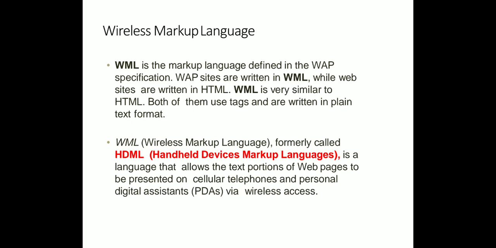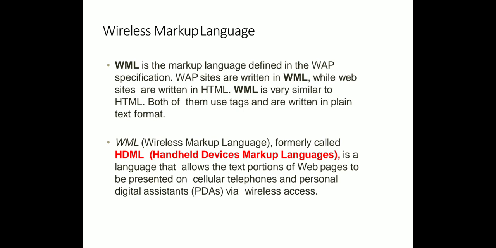WML is the markup language defined in the WAP specification. WAP sites are written in WML while websites are written in HTML. WML is very similar to HTML, and both of them use tags and are written in plain text format. WML was formerly called HDML, that is Handheld Device Markup Language. So from HDML the name has become WML.